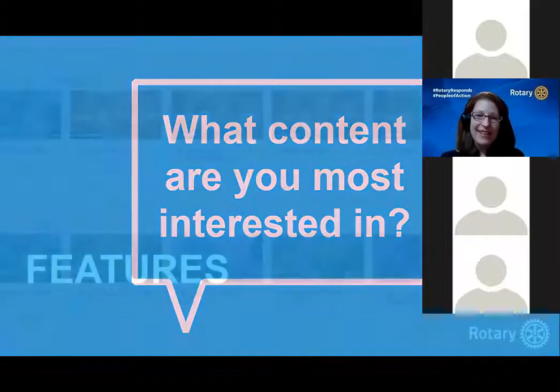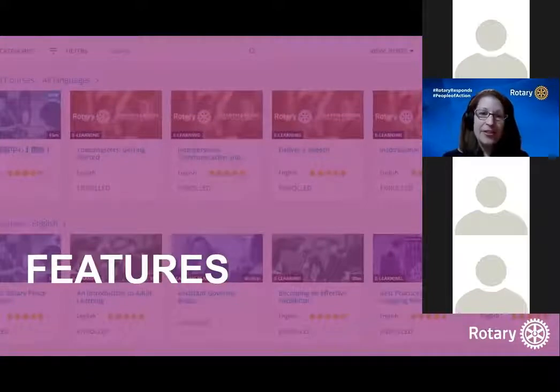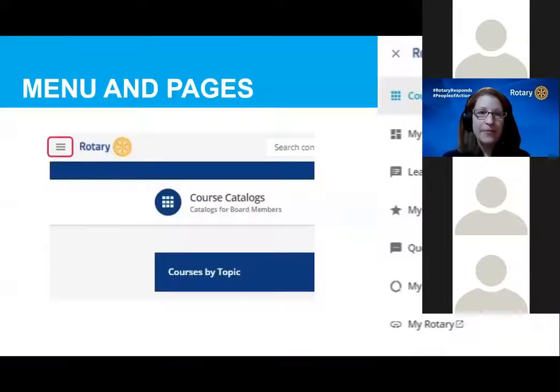So let's dive a little bit deeper and look at some of the features that the Learning Center offers. So first, I've taken you and showed you in depth the course catalog. That's our homepage here. But if you go up to the top left next to the Rotary logo, there's 3 little lines, and that's the menu. And the menu is going to pull up this list of pages on the right. So you can see where we were at the course catalog homepage. And we'll go through each of these pages in a little more detail.